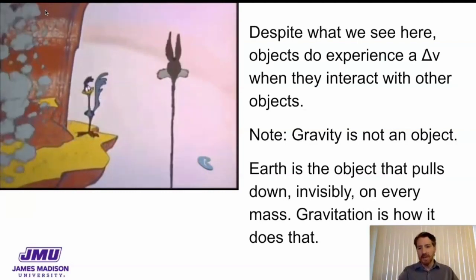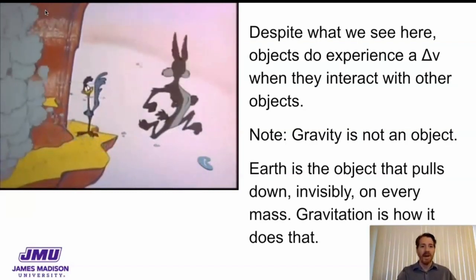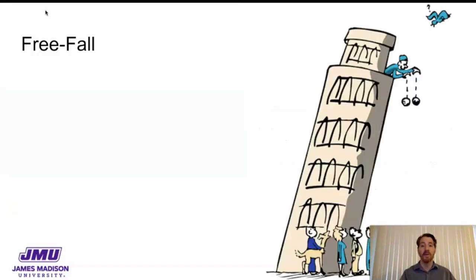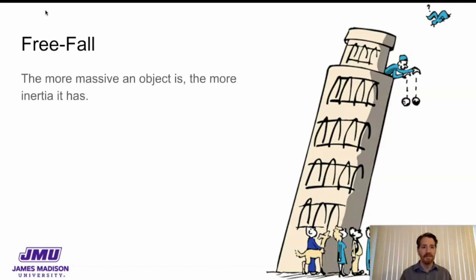But for now, what I'd like to talk about is how we respond, or how objects act when Earth is pulling on them gravitationally, just in terms of the kinematics. And the kinematics works like this. The more massive an object is, the more inertia it has.